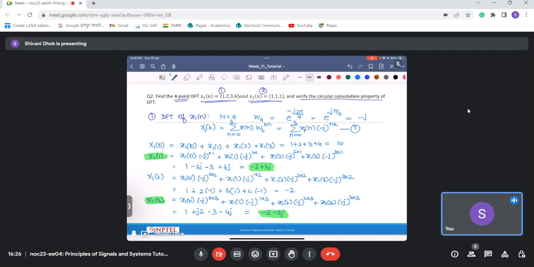So what do we observe is this, x1 of 1 is equal to x1 of 3 conjugate. So this is basically equal to x1 conjugate of 4 minus 1, which is equal to x1 conjugate of minus 1. So this is basically your time flipping property that we are obtaining here for your DFT.